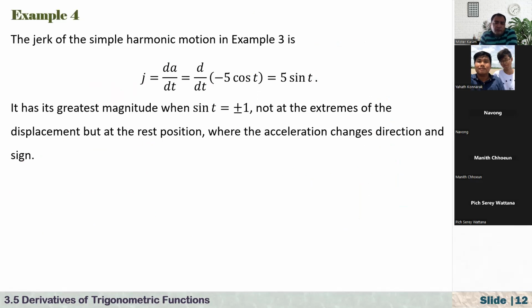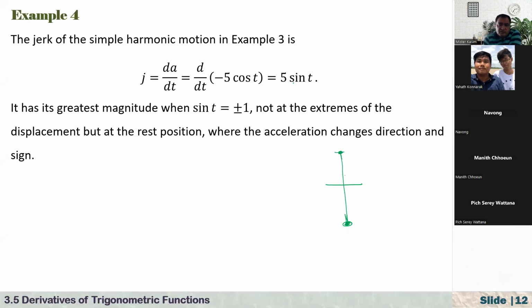The jerk of the simple harmonic motion in example 3: jerk is what we get when we differentiate the acceleration. The acceleration we just calculated is equal to minus 5 times cosine of t. If you differentiate this one more time, we get 5 times sine of t. That means it has its greatest magnitude when sine of t is equal to plus or minus 1. When the weight comes to the lowest position, it immediately changes direction, so at this moment there's a jerk. And moving up, at this position it again makes a U-turn, very quickly. So at these points there's a jerk.